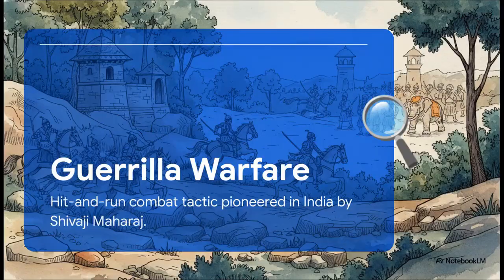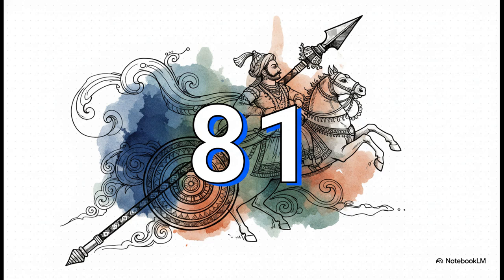Then you have tactical visionaries like Shivaji Maharaj, who pioneered guerrilla warfare in India. Imagine being just 18 years old and building an army to take on massive traditional Mughal forces. His highly mobile, hit-and-run combat tactics were so revolutionary and unpredictable that even the biggest empires were terrified of engaging him in the field.